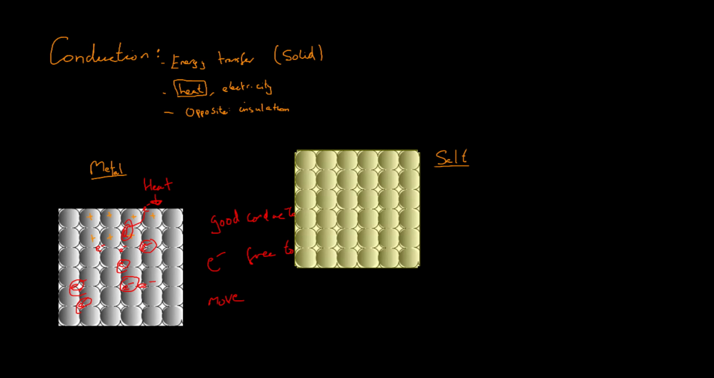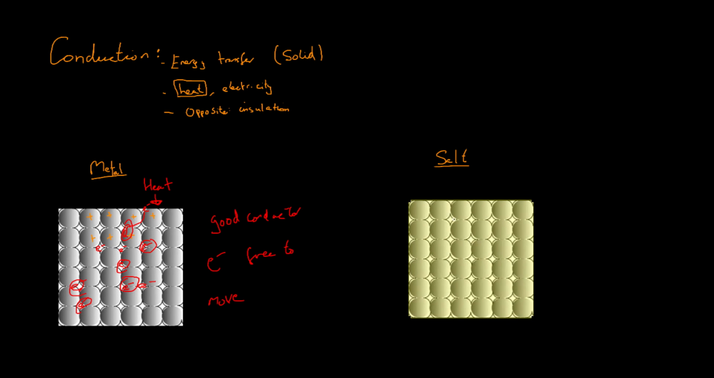But now what if we had a salt? So a salt will have a crystal structure as well. Obviously I'm going to simplify it and say that it's exactly the same. But we don't have any free electrons in a salt. Not at all. What we have is ionic bonding holding these together. And so everything is rigidly stuck in place and we've got no diffusion.